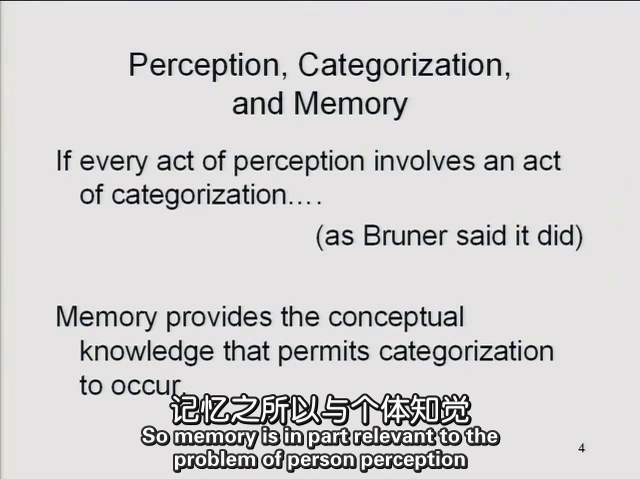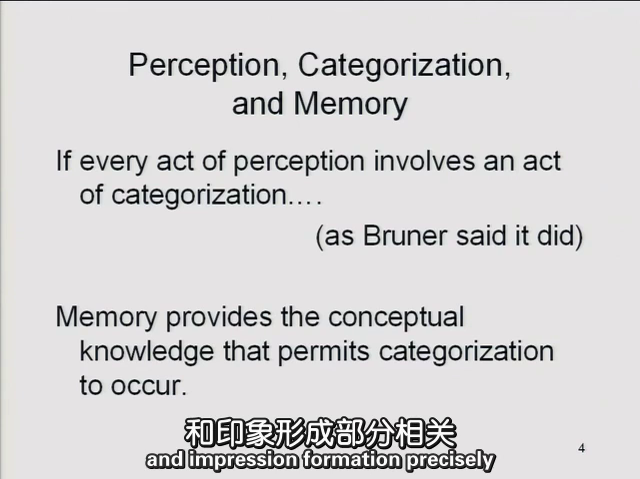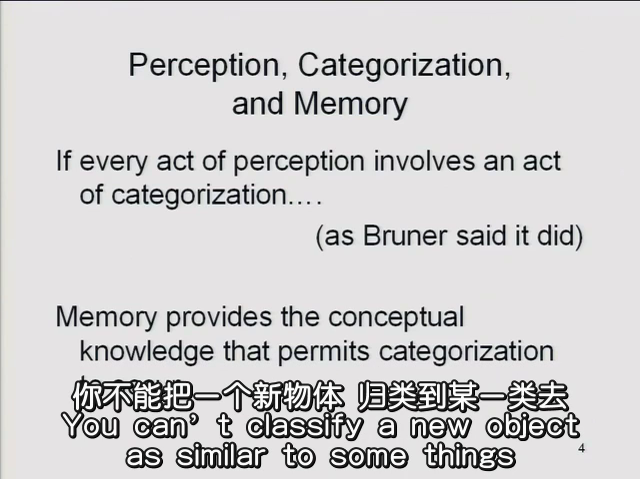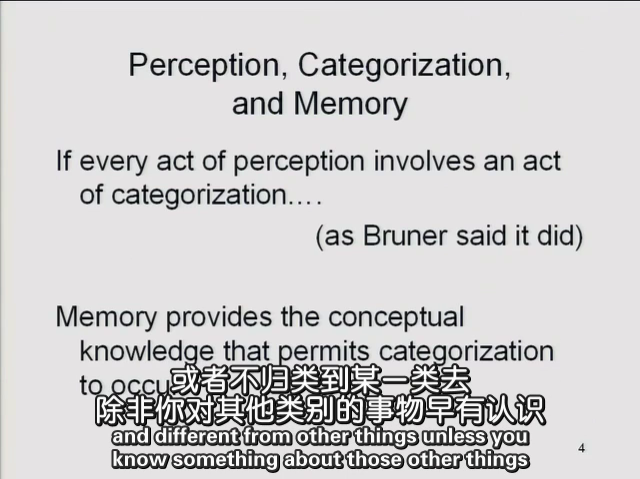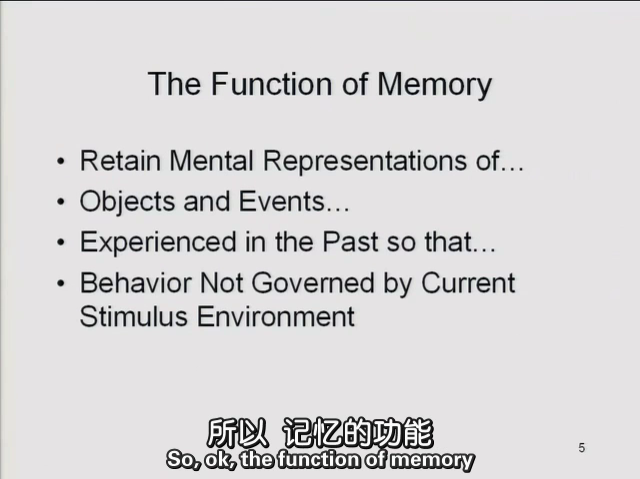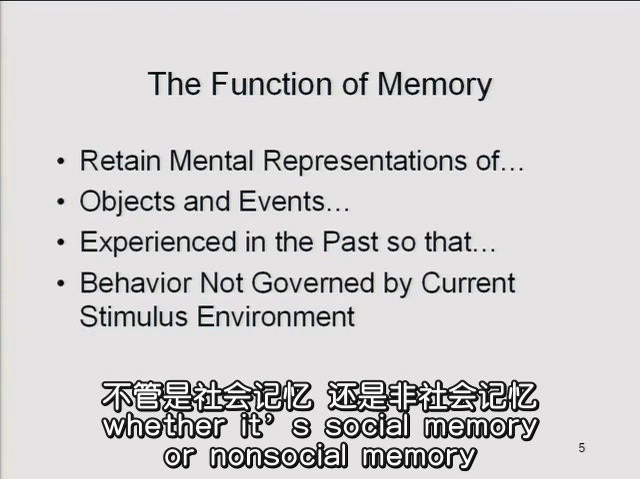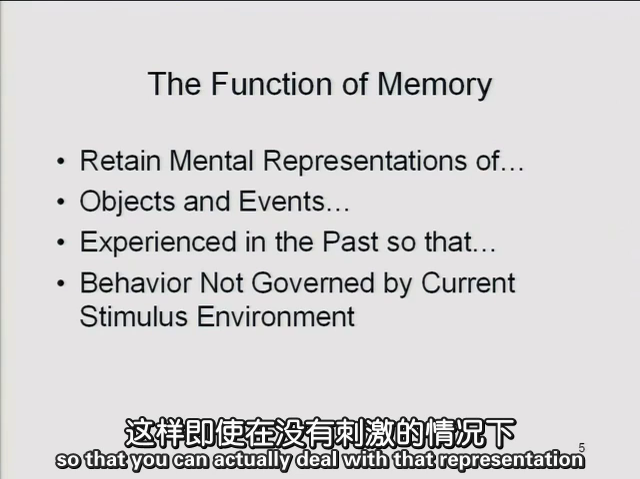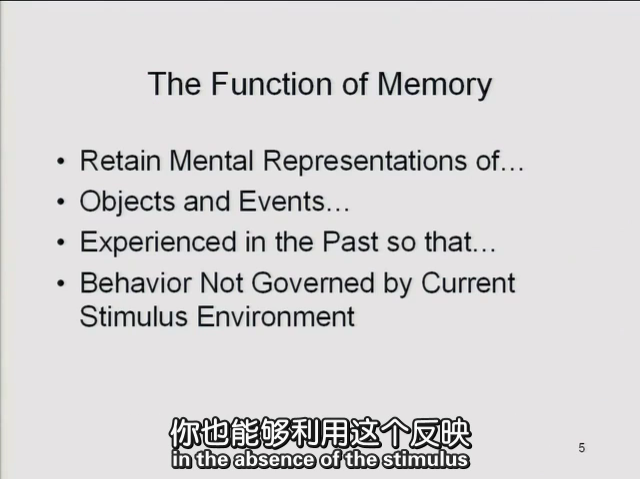So memory is in part relevant to the problem of person perception and impression formation, precisely because memory provides the conceptual knowledge that allows categorization to occur. You can't classify a new object as similar to some things and different from other things unless you know something about those other things. And that knowledge is stored in memory. So, the function of memory, whether it's social memory or non-social memory, is simply to retain a mental representation of an object or an event so that you can actually deal with that representation in the absence of the stimulus.